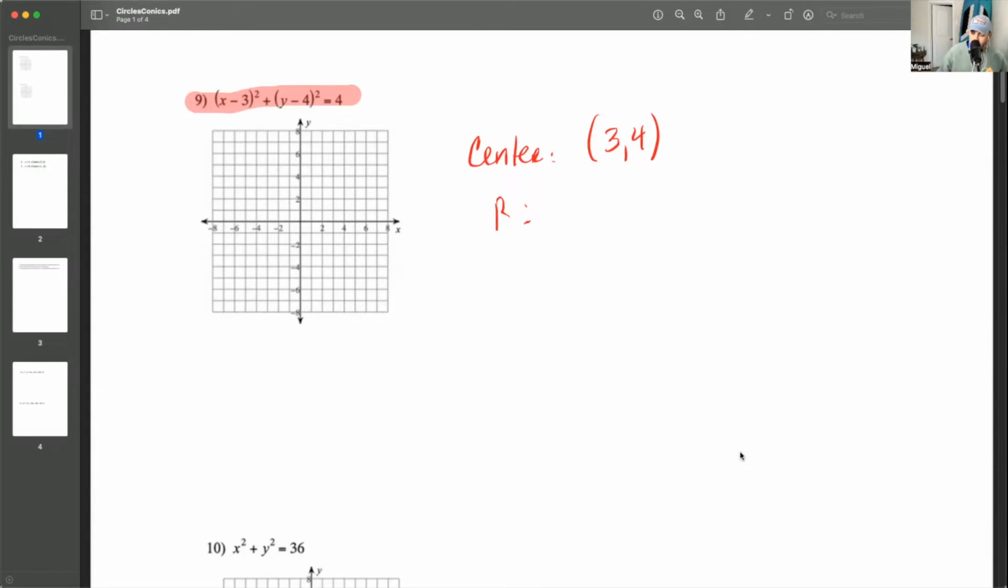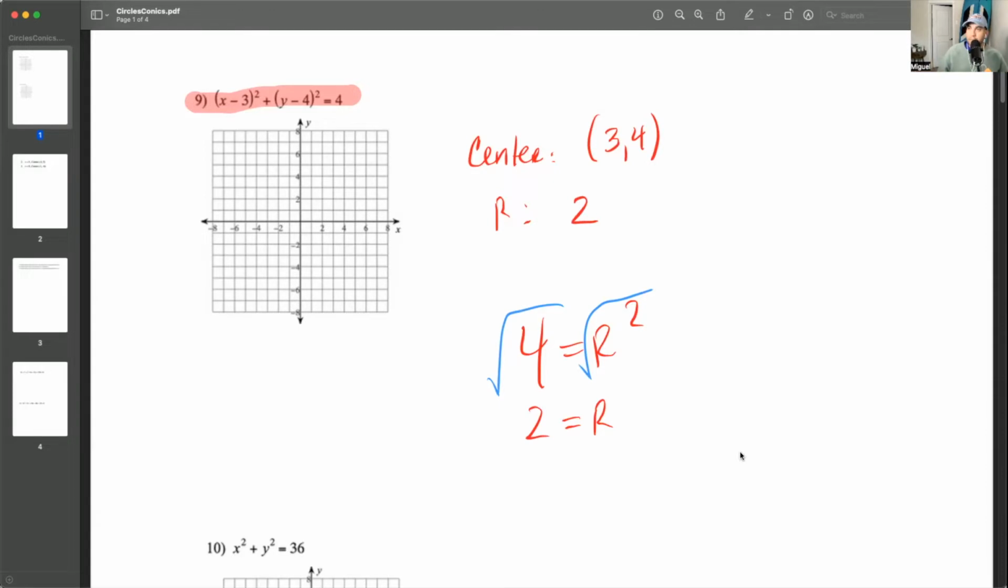And the radius is technically not 4, but the square root of 4. Because if you recall from the standard form, the equation was equal to R squared. So in this case, the 4 was equal to R squared. And if we end up taking the square root, we're going to have 2 equals R. So that is our radius. I'm just going to go ahead and put that value up on top.